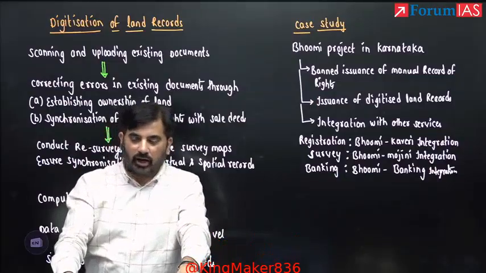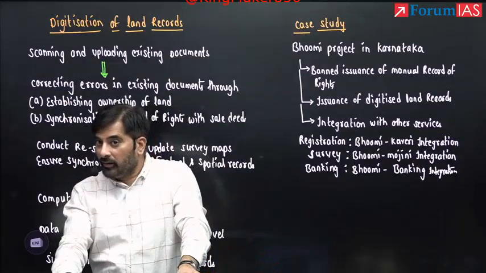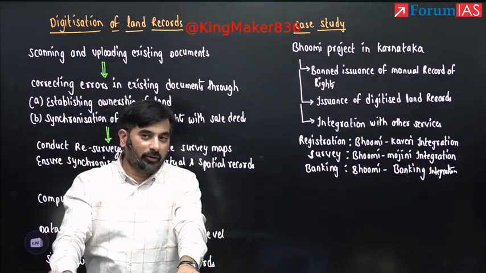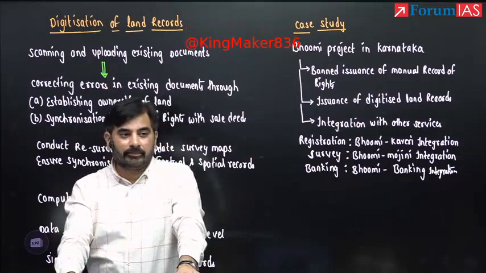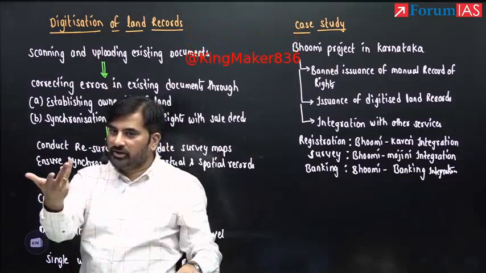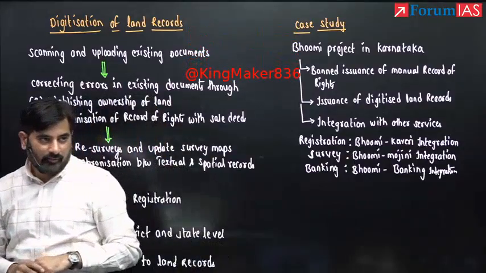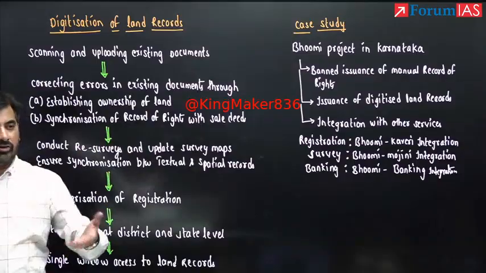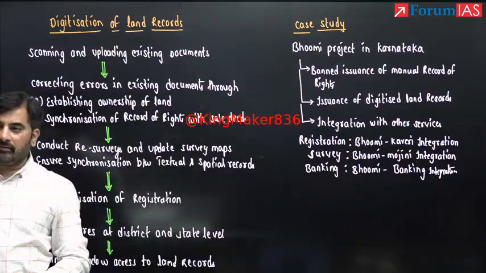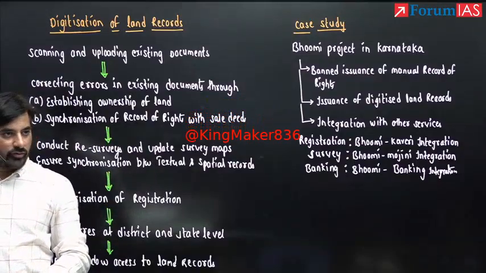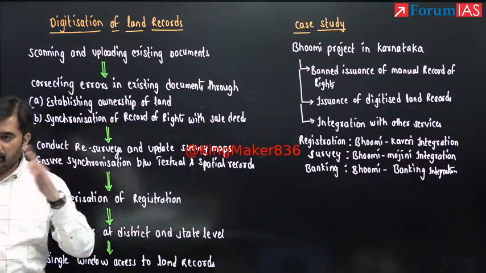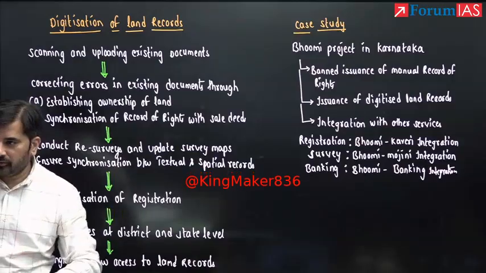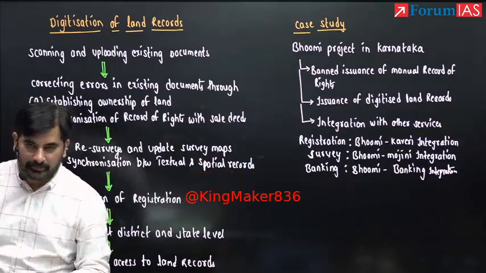What is mutation? Automatic updation of which record? Record of rights. Based upon what? Based upon sale deed. This automatic mutation does not take place in India. When this automatic mutation does not take place, what happens? Sale deed will show my name, whereas the record of rights will show the name of X. There is lack of coordination. I hope you understood. Any other point that you think?